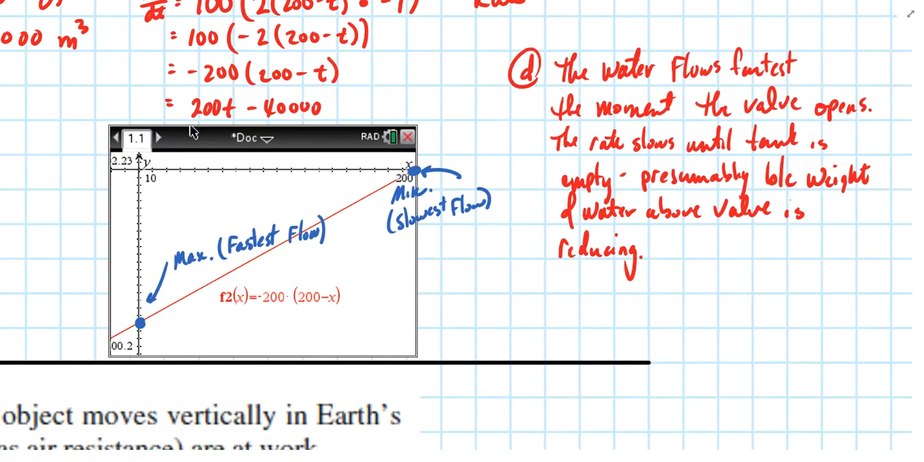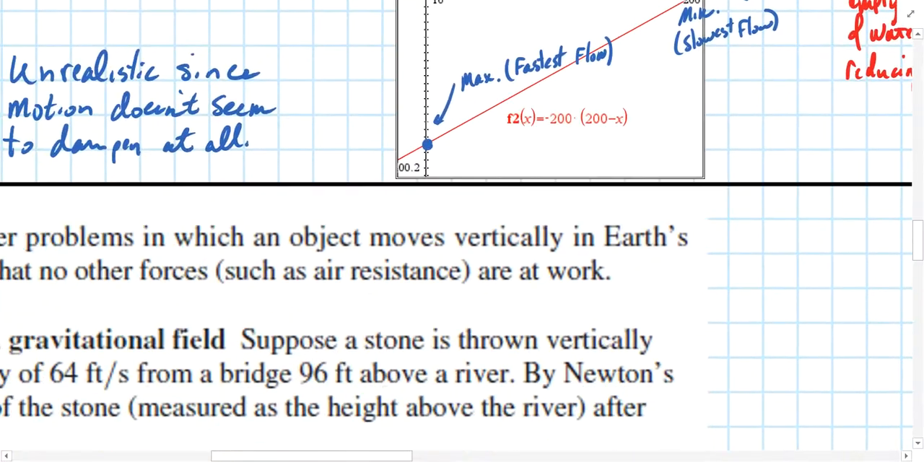And so if we were to describe that in words, we can answer that like I did here in part D. The water flows the fastest the moment the valve opens, and the rate slows until the tank is empty. And I would assume that this is because the weight of the water above the valve is reducing. With less mass or less weight to the water, it doesn't have to evacuate as fast.